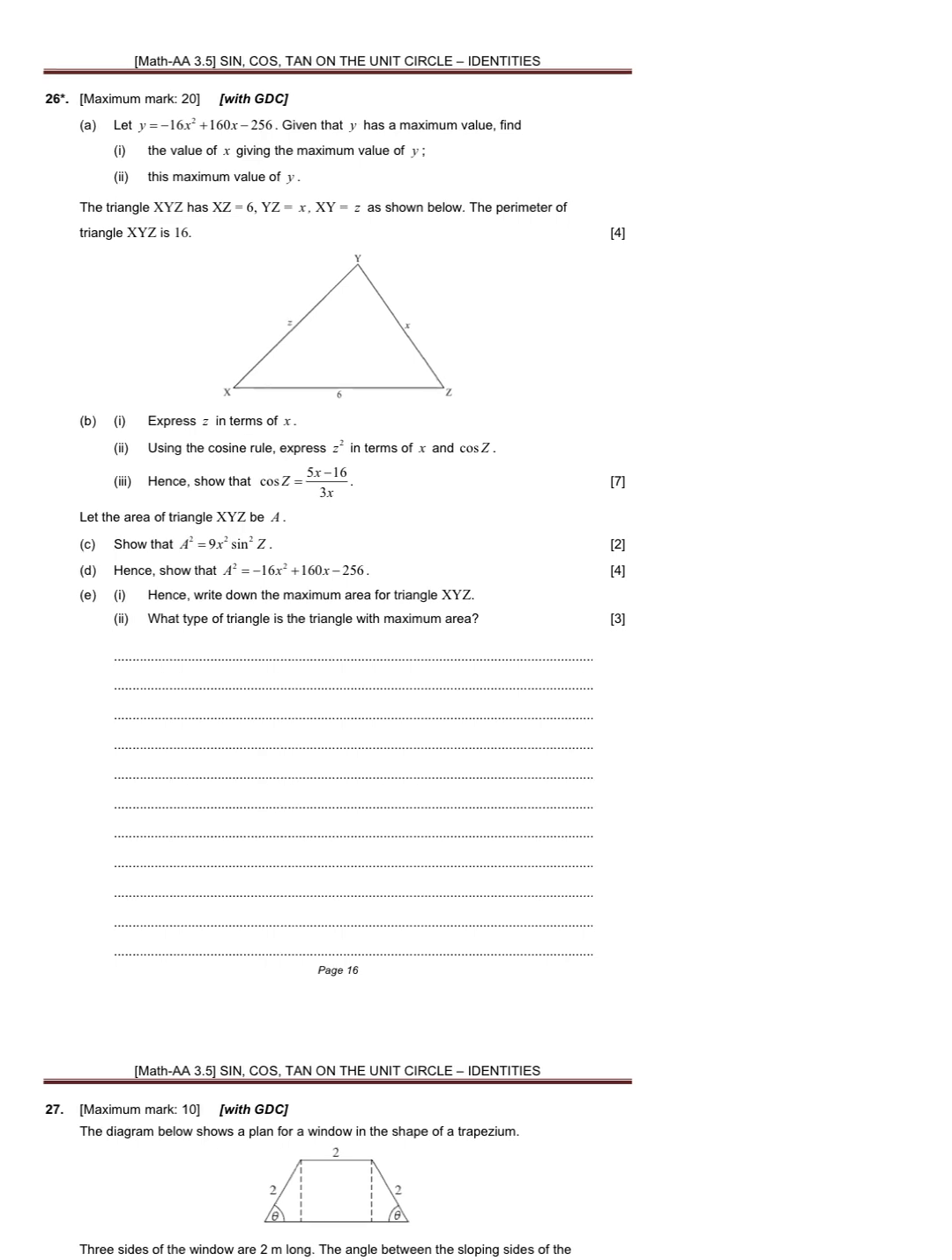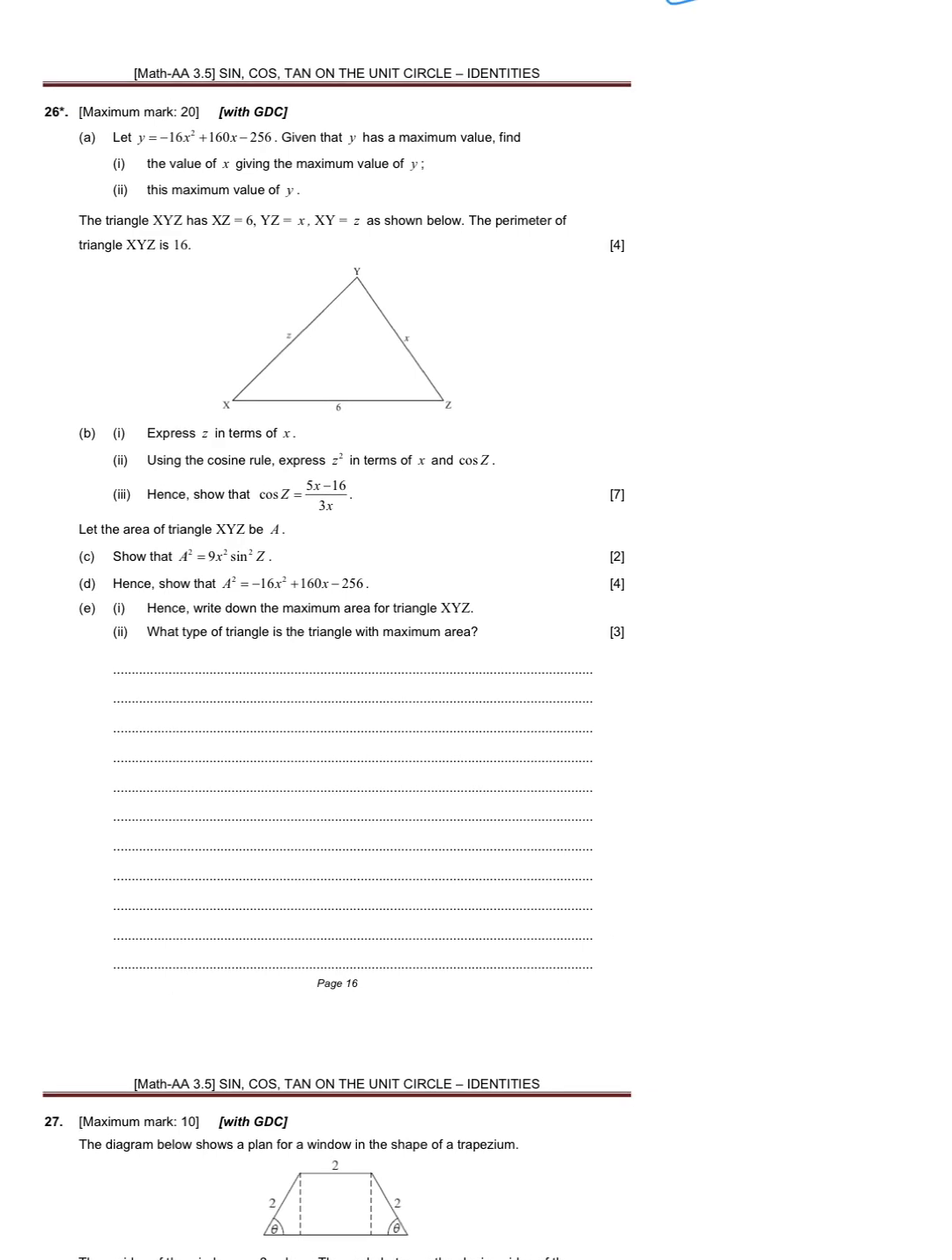All right. So 26. Let y equals that. Given y has a maximum value, find the value of x giving the maximum value of y and the maximum value of y. So you just need to put this in the graph calculator. It gives you a parabola and you find the maximum. So when you put that in the calculator, AI is x is 5 and double I is 144.